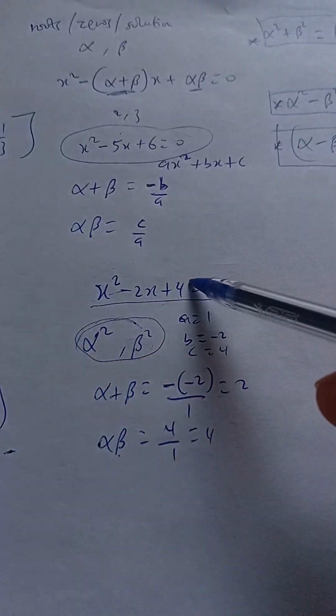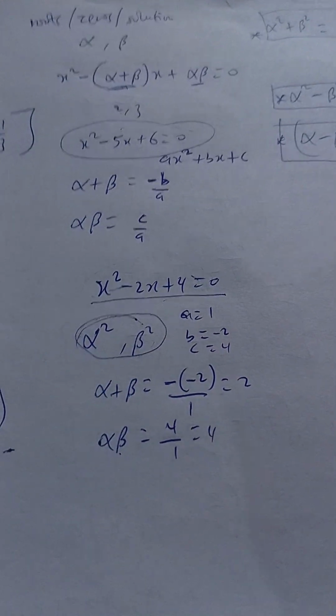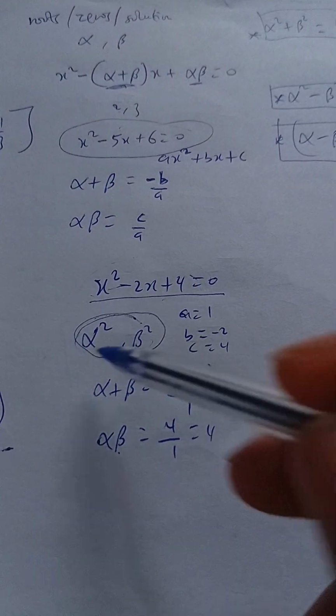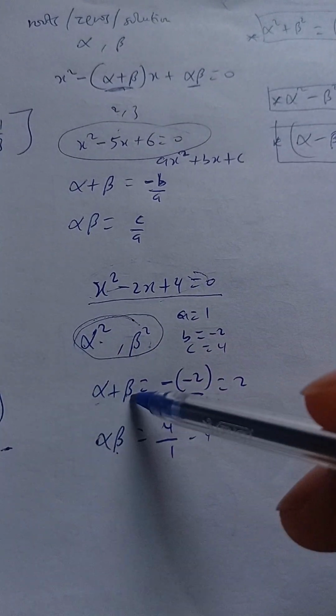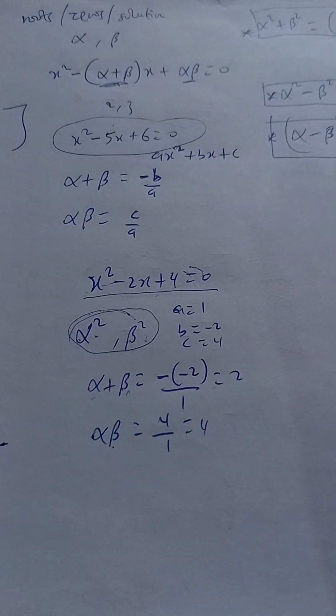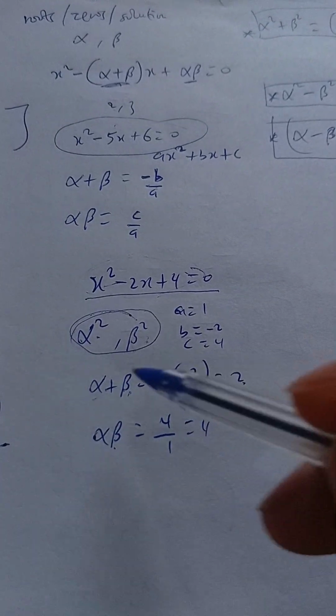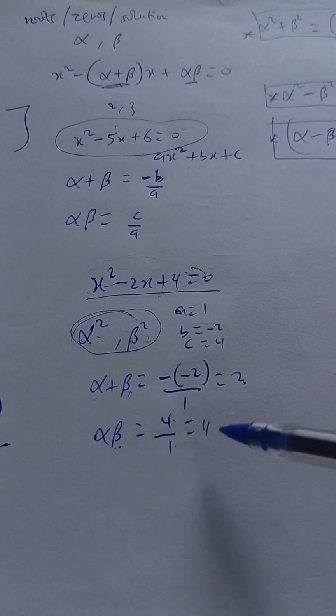This is our quadratic equation. It has roots alpha and beta. We want to find a new quadratic equation whose roots are alpha squared and beta squared. So from this one, sum of roots alpha plus beta will give us what? Minus b on a, and then we had 2. Product of roots will give us c on a, which was 4.